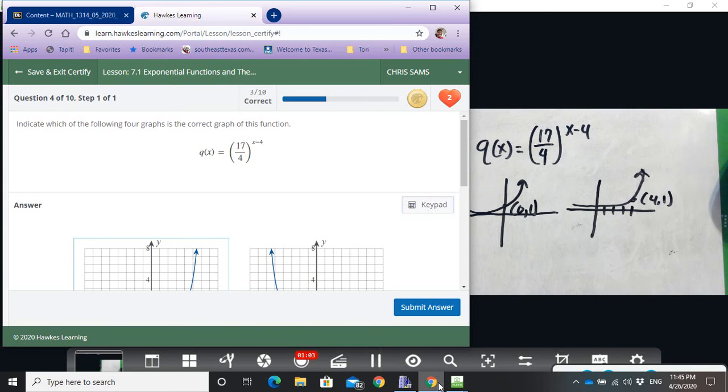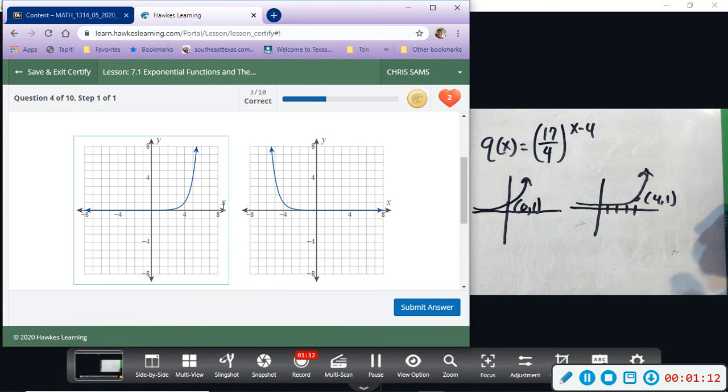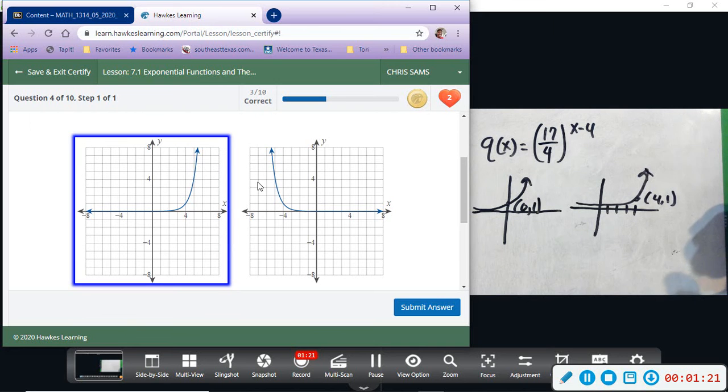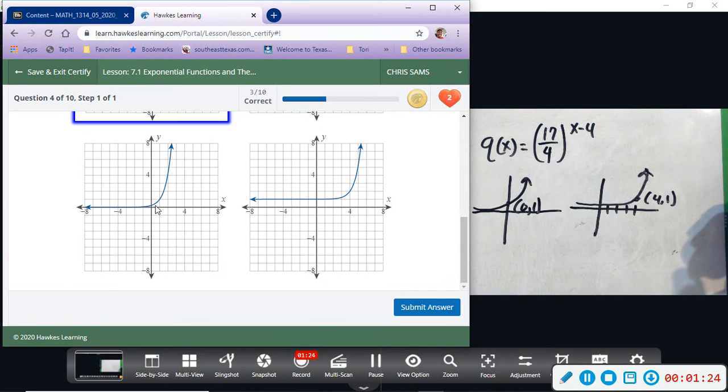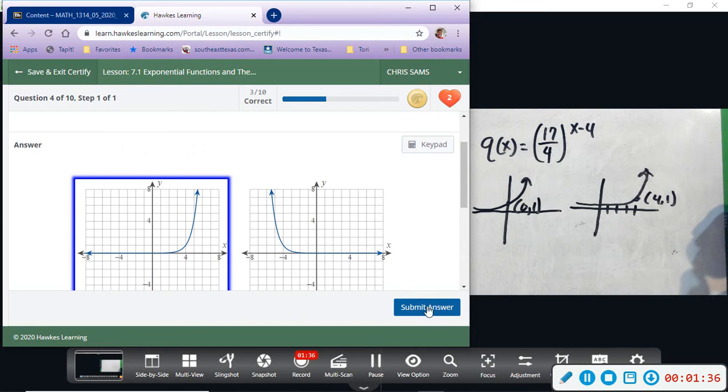So we're going to look for a graph that shows exponential growth and goes through the ordered pair (4, 1). This first one, 1, 2, 3, looks like (4, 1), so that looks good. This is decay, not growth. This is growth, but it goes through the ordered pair (1, 1), and this is growth, and it has been shifted vertically up, and we don't have a vertical shift, so option 1 is going to look the best.